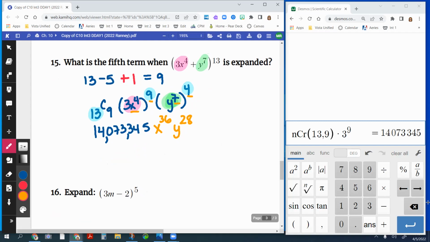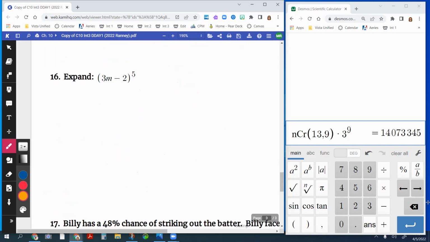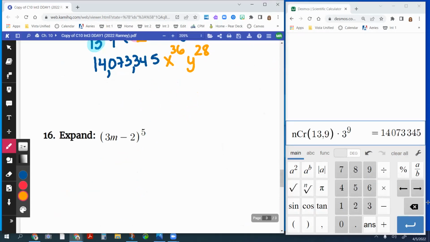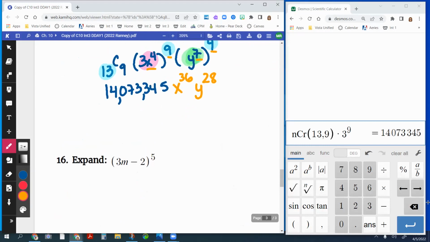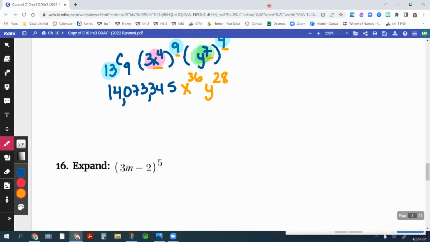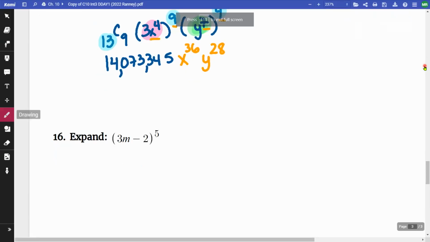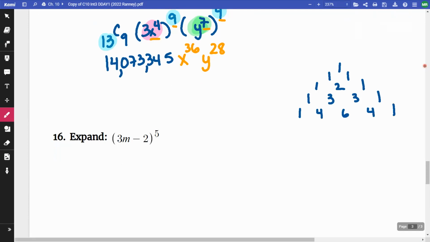Now, on the next one, we are going to expand this. So the very first thing I'm going to do is my Pascal's triangle. Let me start it above here, on this side. Okay, so I am going to be starting with 1, having a 1 and a 1. Next row is going to be 1, 2, 1. 1, 3, 3, 1. 1, 4, 6, 4, 1. And this is going to be the row I want. 1, 5, 10, 10, 5, 1. That's what I'm going to use.